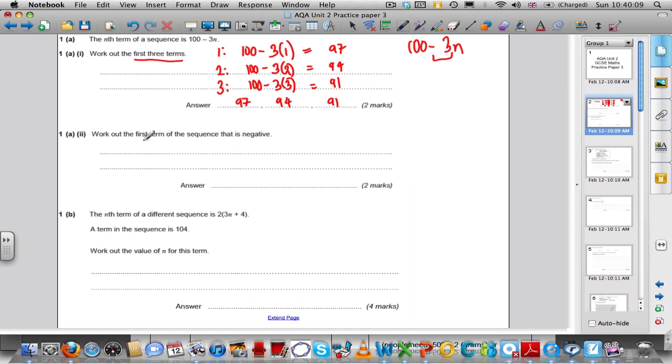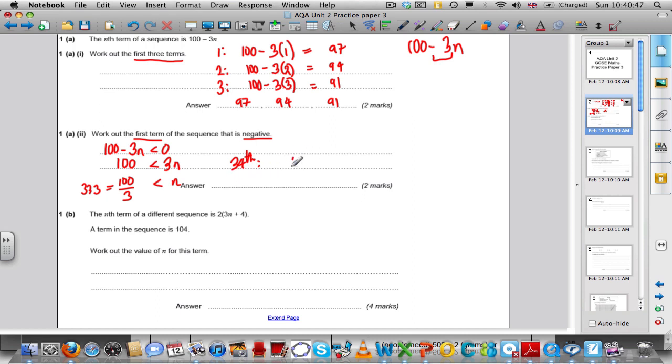Okay, work out the first term of the sequence that is a negative. So we want 100 subtract 3n to be less than 0. Adding 3n to both sides, we want 100 is less than 3n. So we want n is bigger than 100 divided by 3, which is 33.3. So we want n, a whole number, to be bigger than 33.3. It must be the 34th term.